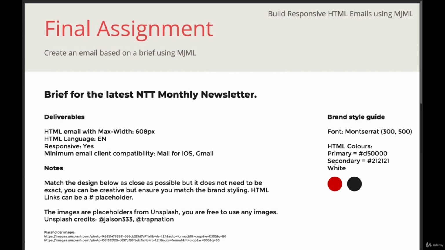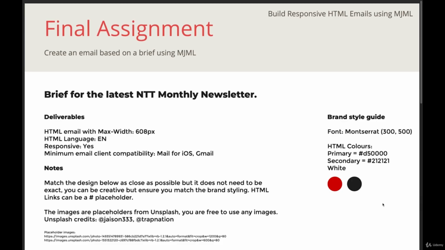So to get started on the final assignment, you should have downloaded the brief. So let's go over the deliverables of our brief. The deliverables are to have an HTML email with the max width of 608 pixels, have the HTML language EN or English, and it should be responsive, and minimum email client compatibility is Mail for iOS and Gmail.